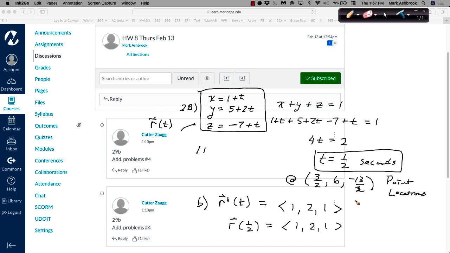And so how fast? This is how fast in each direction separately. But the overall how fast is the speed function, our magnitude, right? So it would be the square root of 1 squared plus 2 squared plus 1 squared, so square root of 6 is the overall how fast. The 1, 2, 1 is how fast in each separate direction, right? So in the x direction, speed of 1, y direction, speed of 2, z direction, speed of 1.